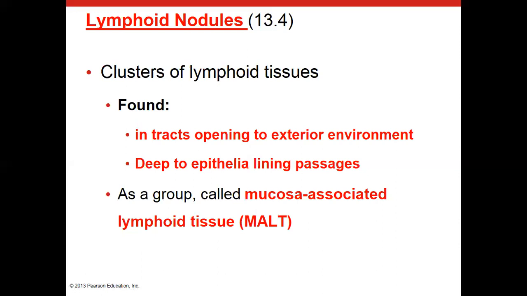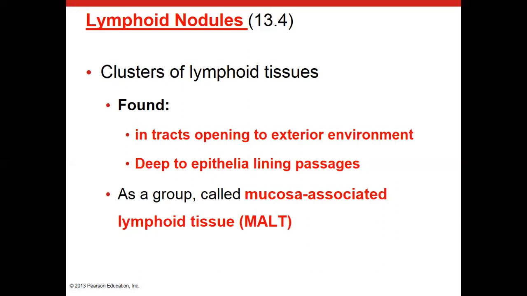And just below that, just deep to that epithelial tissue, you'll find lymphoid nodules. It's basically a group called mucosa-associated lymphoid tissue, or MALT. That's the epithelial tissue with some connective tissue just below it that basically anchors the epithelial tissue in place.